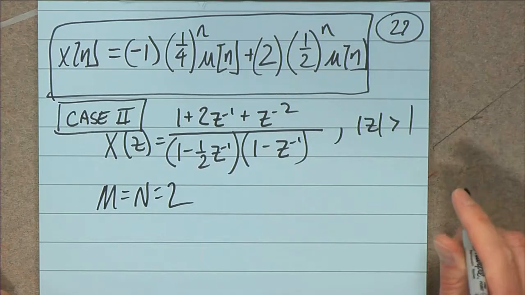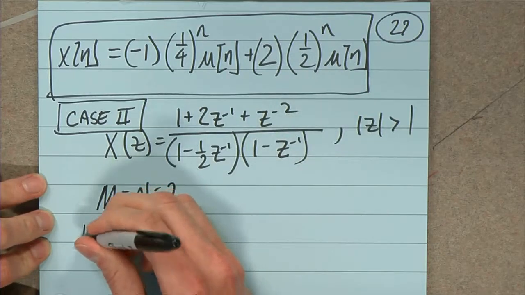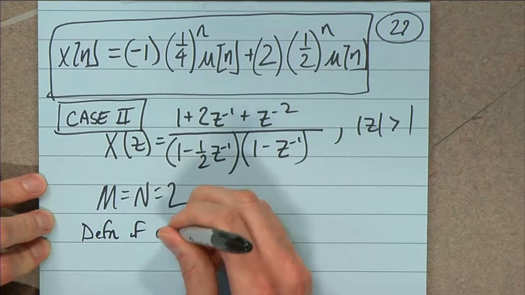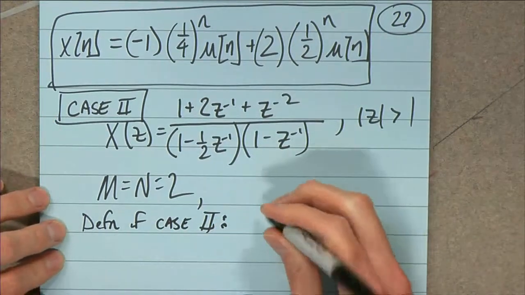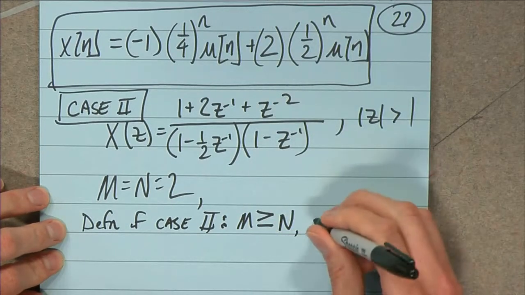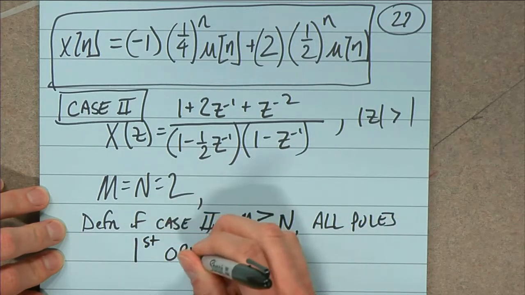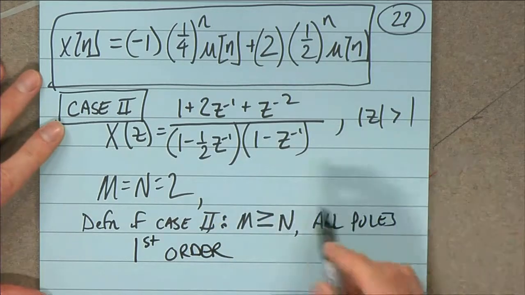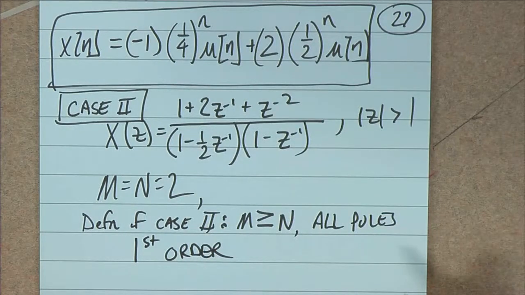So this is a case 2 situation, because what is case 2? Definition of case 2. I'll just rewrite it here just for remembering. M is greater than or equal to n, and all poles first order. And that's what we have here because none of these are raised to any powers in the bottom. So we've got this. So how do we get this back to something easy to do?